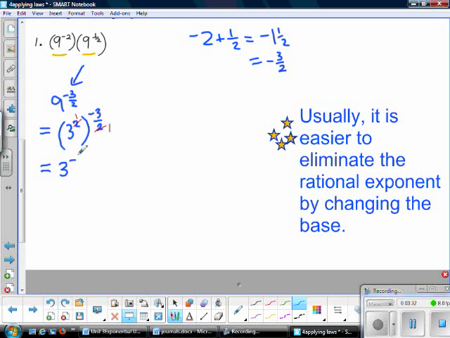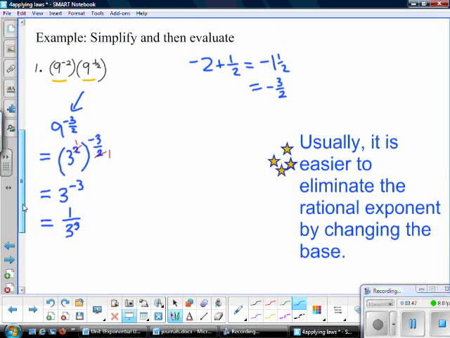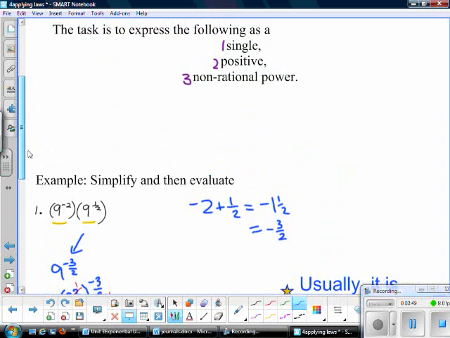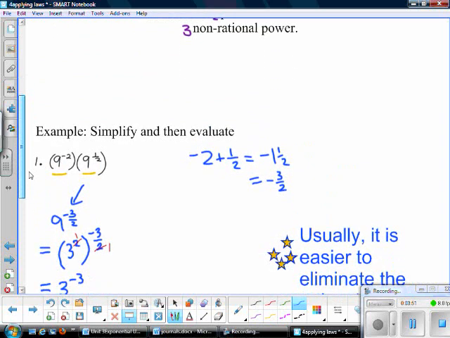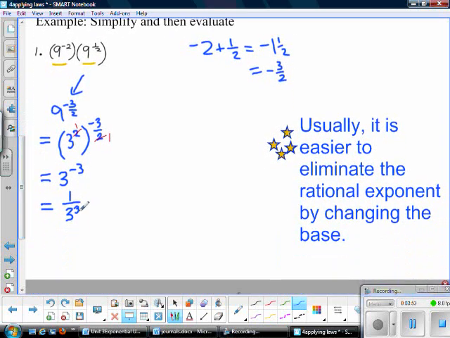Now, you can see I no longer have a rational exponent. However, I have a negative exponent, so I would have to reciprocate the base and change it to a positive power. Now if I look back at what they asked me to do, single positive non-rational power, I have that. Now that relies on me being able to add and subtract fractions, which shouldn't be an issue, but we know sometimes it is.